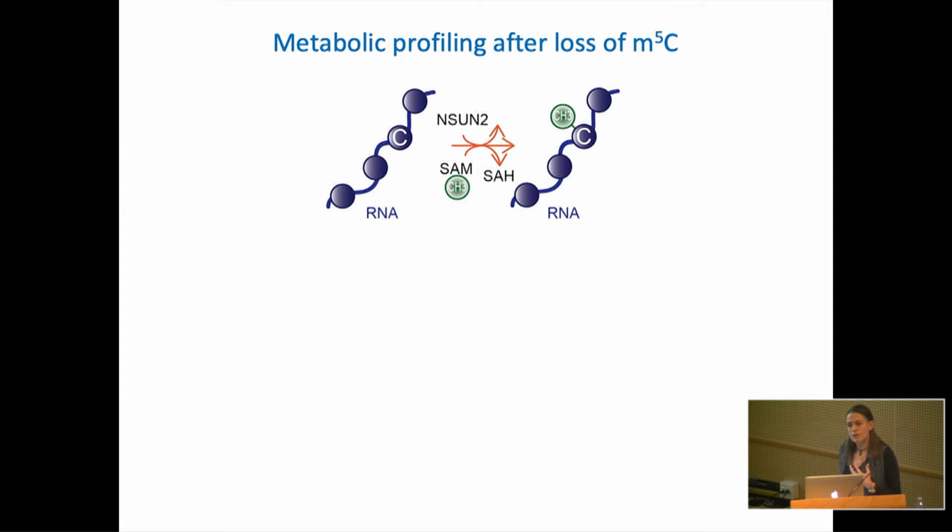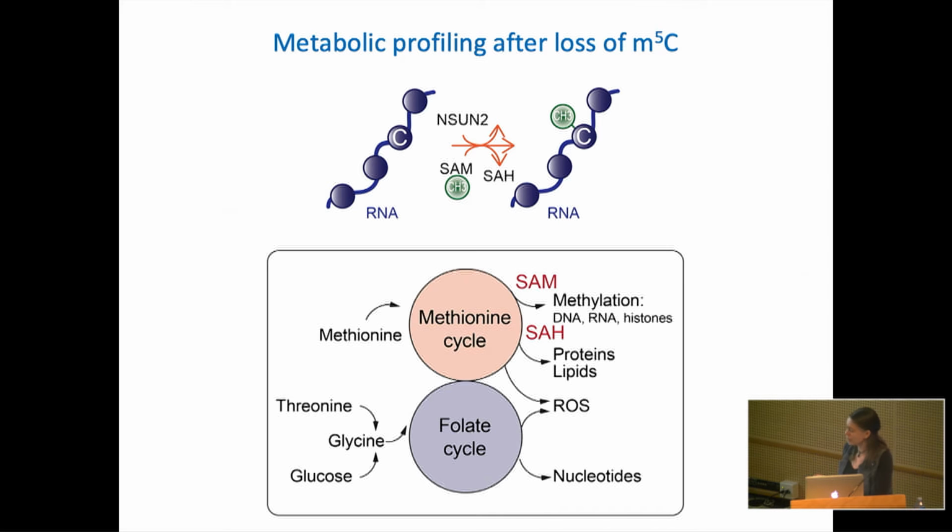To address this, we did a targeted metabolic screen, covering first the pathways that are closely related to the one-carbon metabolism, which, to a first approximation, I would say, are the methionine cycle and the folate cycle. So SAM would go in here. This is required for the methylation of DNA, RNA, and histones, and produces SAH. And obviously, these cycles are also very important for the synthesis of proteins, lipids, ROS production, and nucleotides.